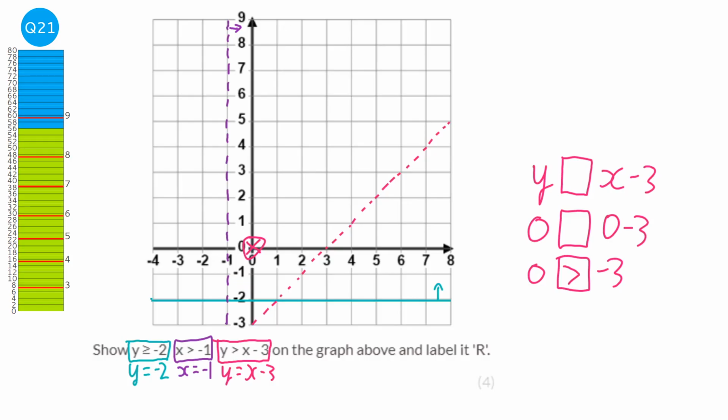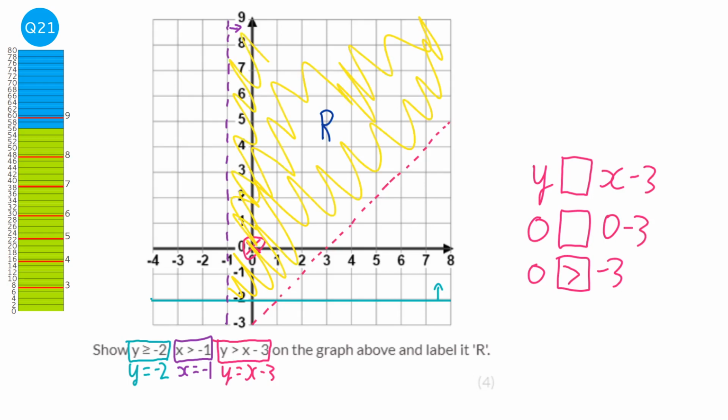And so our region will be anywhere in this bit here, anywhere at all. And you're asked normally to mark it with an R. I'm kind of colouring it in just because your R can be anywhere within this region. It can actually be at 0, 0. Anywhere within the yellow region, which will give you the mark.